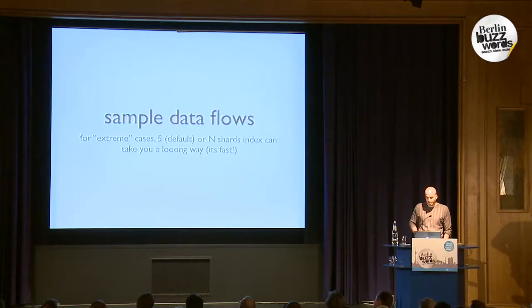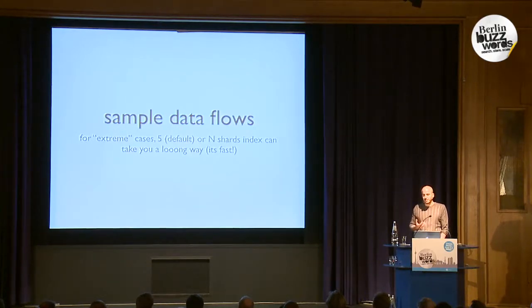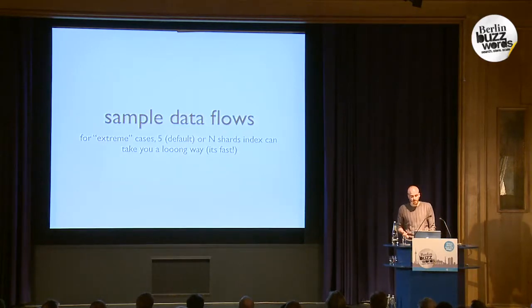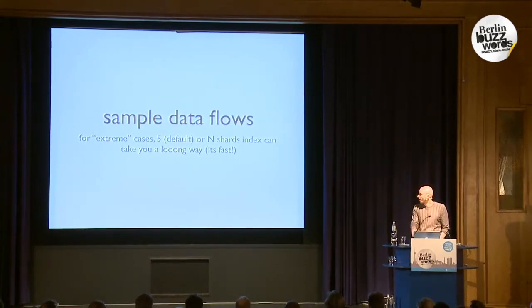So let's talk a bit about sample data flows. Those are extreme cases, as far as I'm concerned, the more interesting data flows. Remember that by default, Elasticsearch creates 5 shards for an index, and that can take you a really, really long way down the road, depending on the number of nodes that you have in the cluster. So let's talk about the different data flows that we have in the system.